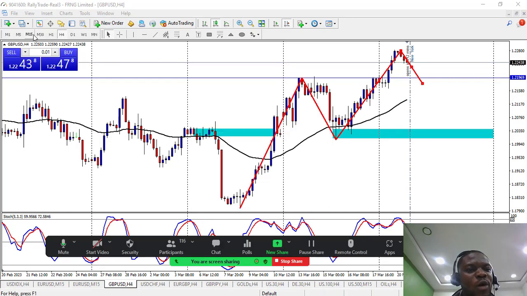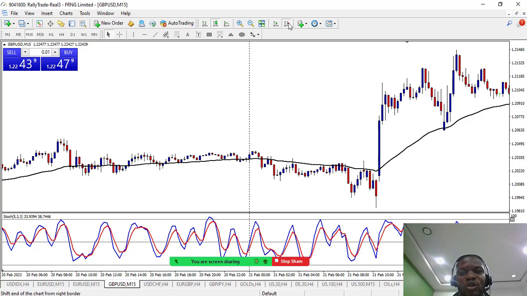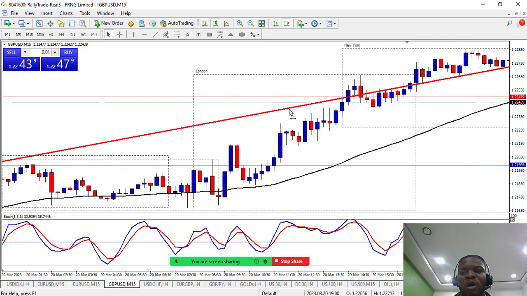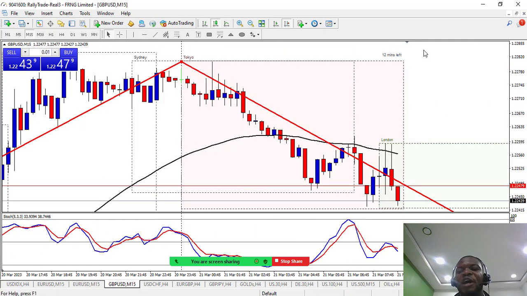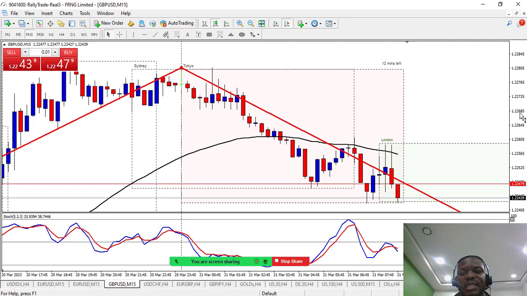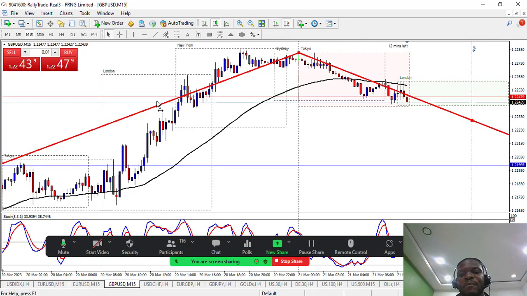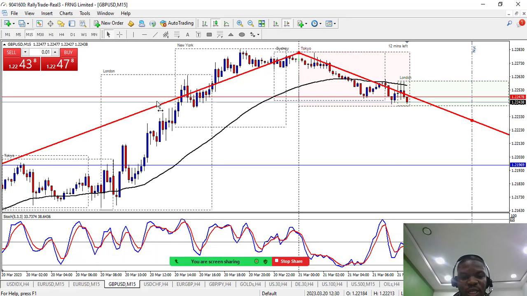So I would move to a lower time frame, 15 minutes, because most of our traders here are intraday traders. Once I move down to a lower time frame, I already know what I'm expecting. That means I'm expecting this to trade towards the downside, at least for today. But that doesn't mean the H4 time frame is not still pumping upward.